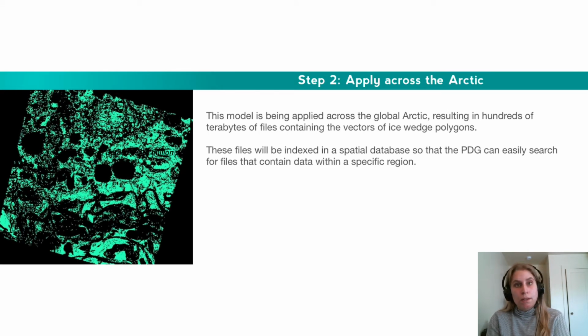So we will apply this model over and over again across the entire Arctic, and we end up with a global Arctic data set of ice wedge polygons. Because this is such a huge data set, it will be hundreds of terabytes of files. And so we're going to take all of those files and index them in a spatial database so that we can easily search for files that contain polygons within a specific region.